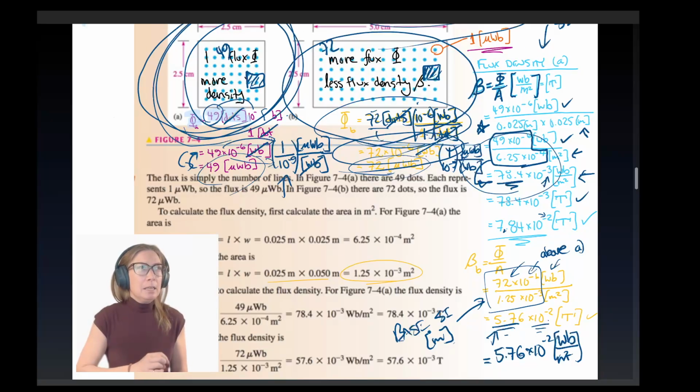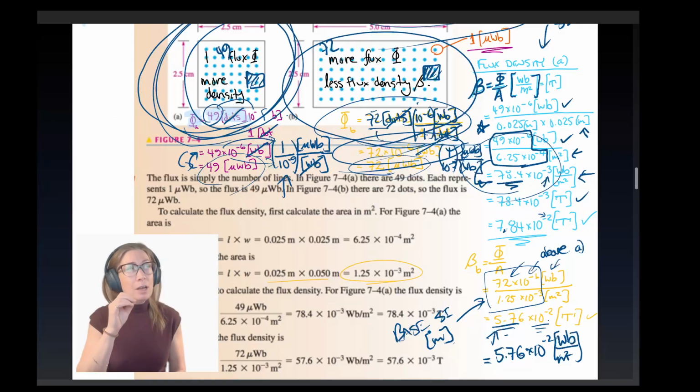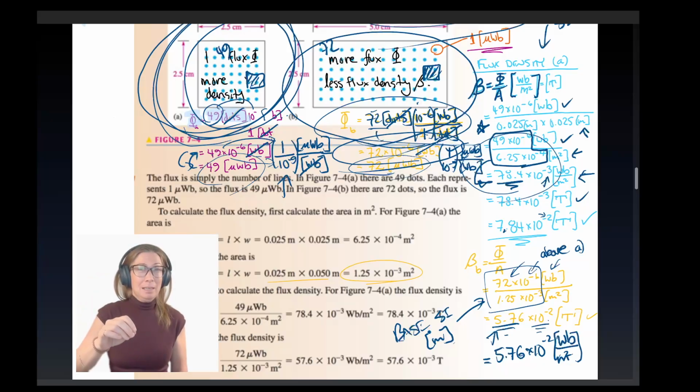So this has been an illustration of how complicated it is to solve all magnetic circuit problems. This is the easiest magnetic circuit problem possible. Just counting lines, dividing by cross-sectional area, but there are so many ways to mess up our math because of scientific notation and unit conversions.